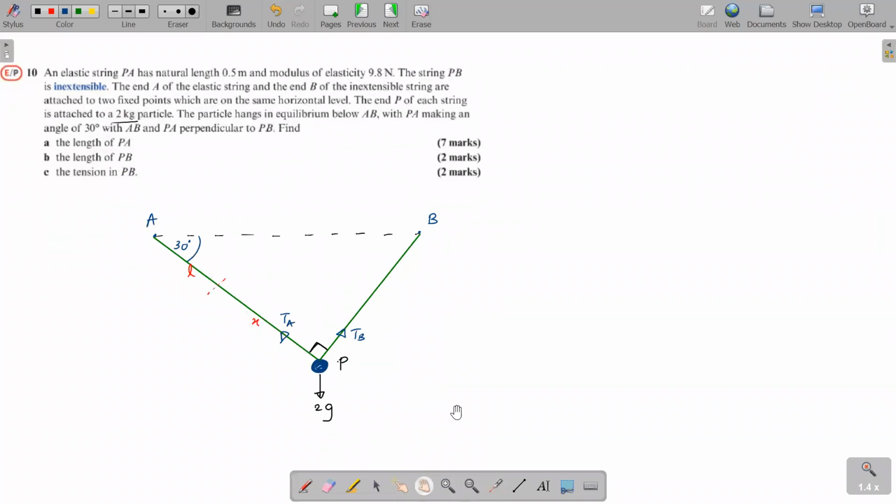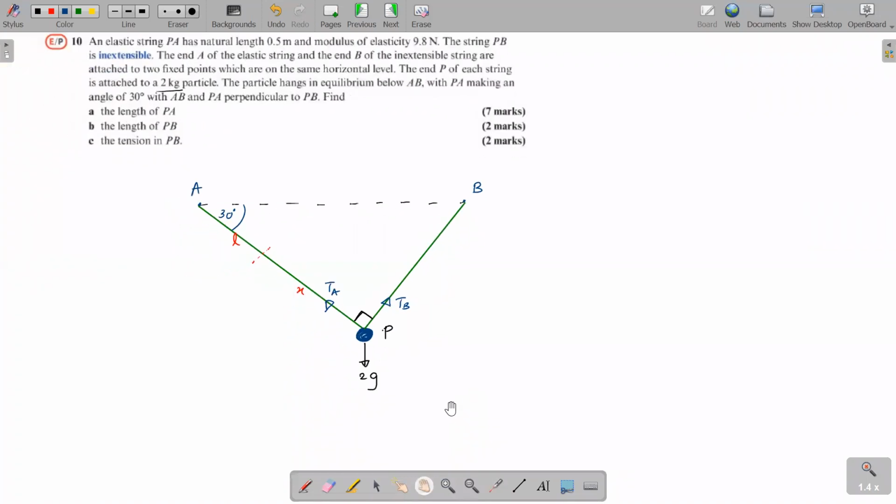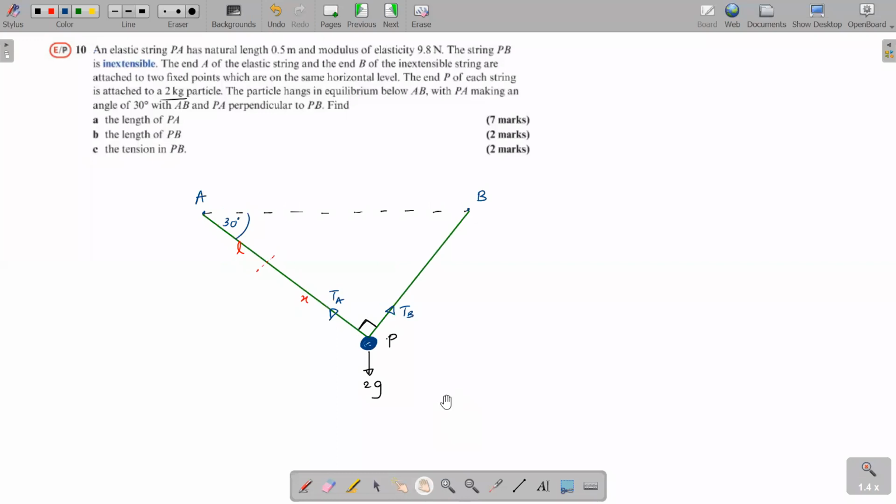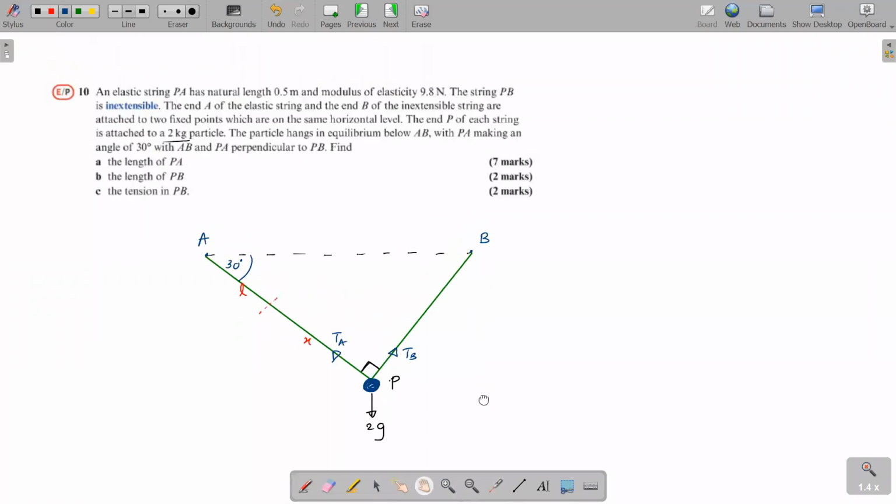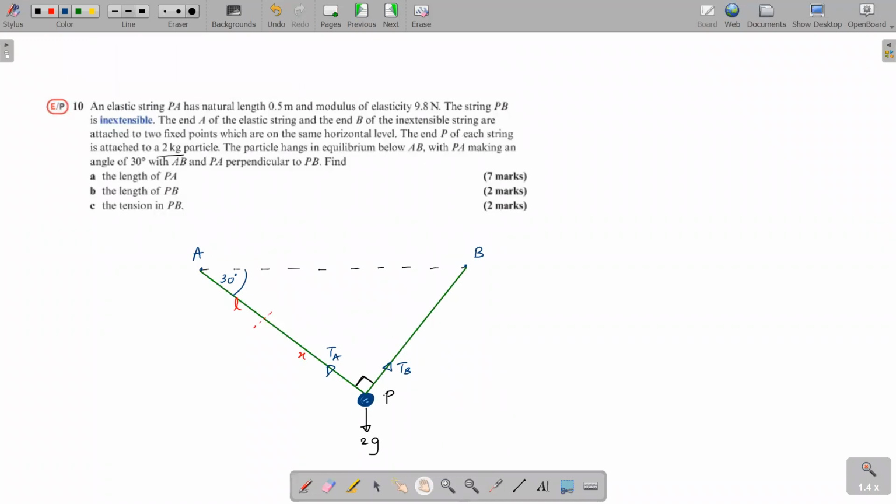So they're asking me to get the length of PA. How do we do this? You need to realize I want the natural length and I want the extension. Have they given us any of the lengths? Yes, they have told me that elastic string PA has natural length 0.5. As you can see, the natural length is given to you. Do you agree with me? So the only thing to do here is to find the extension.